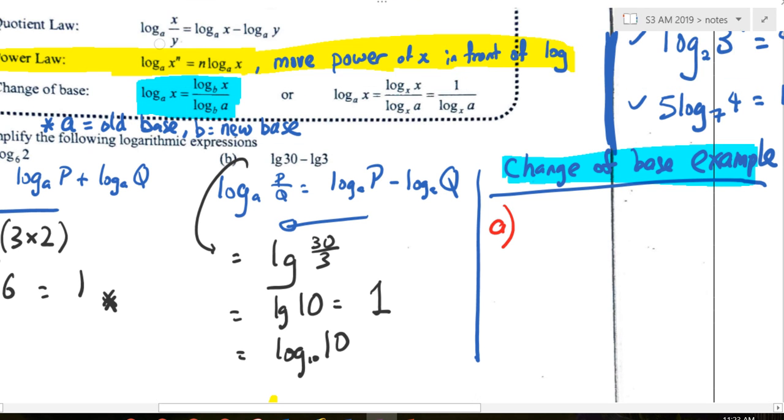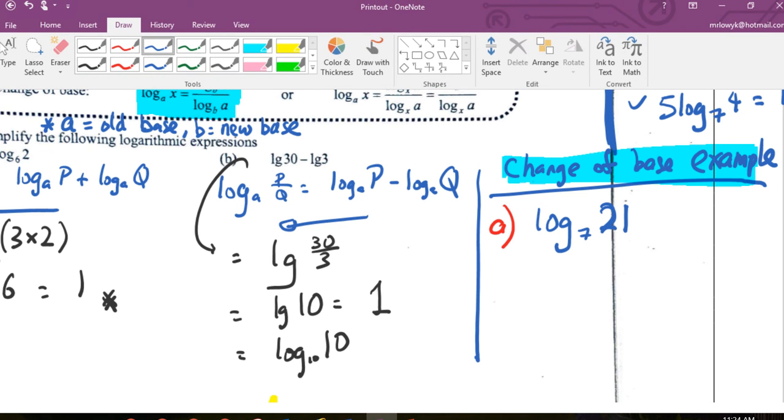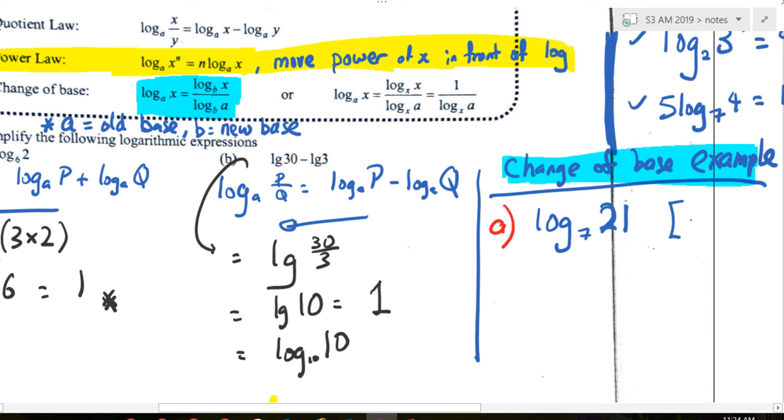Example A. Log. Jun Yang, give me one number. 7. Give me another number. 21. Okay, 21. Can you put a square bracket and put here new base? Jun Yang, give me one number. Small number, please, like 1 to 10. 8. Okay, 8. Can you write down new base equals 8?